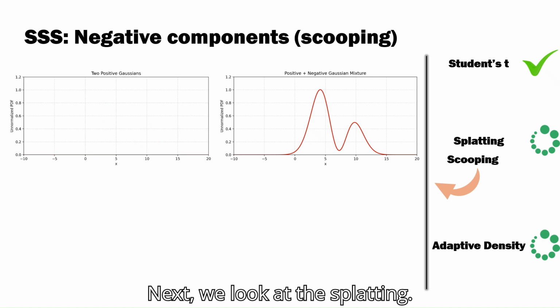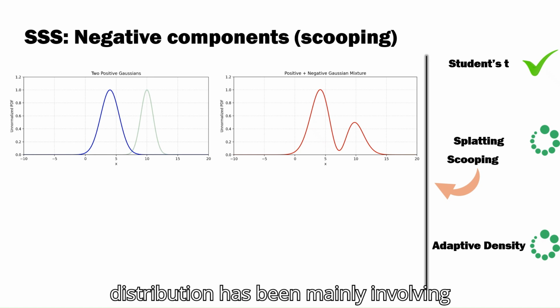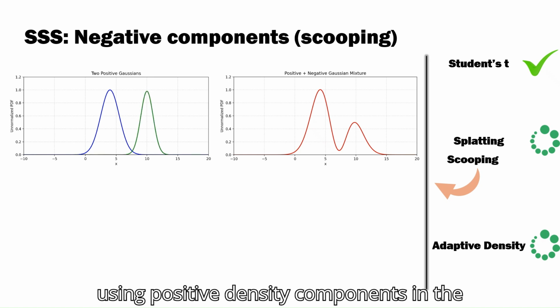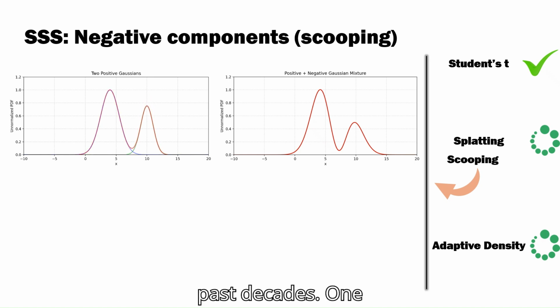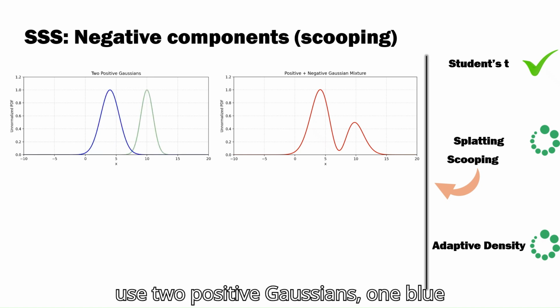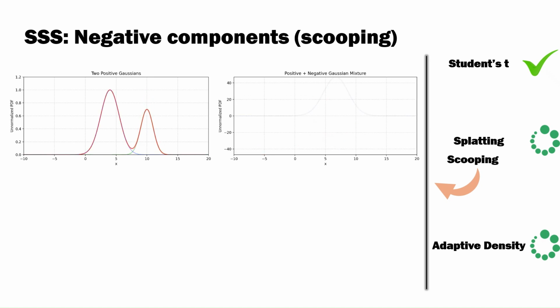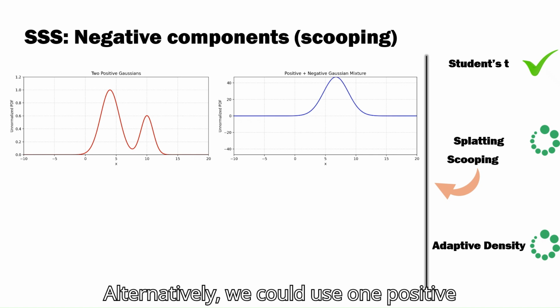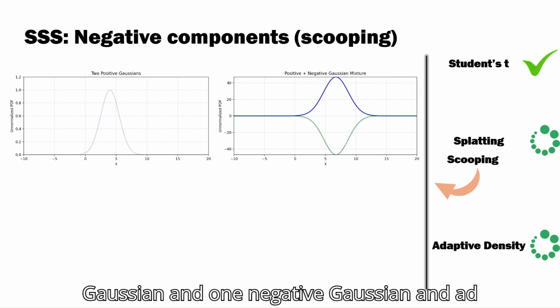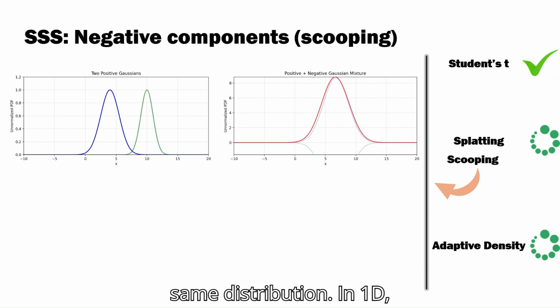Next, we look at the splatting. Fitting a Gaussian mixture model to a distribution has mainly involved using positive density components in the past decades. One example is fitting a distribution like the red curve at the top. You can use 2 positive Gaussians, one blue and one green, and add them. Alternatively, we could use 1 positive Gaussian and 1 negative Gaussian and add them. They can also fit the same distribution.